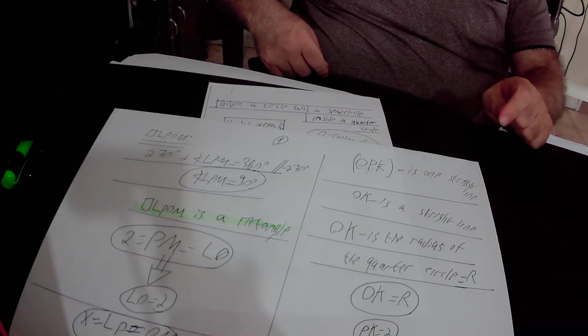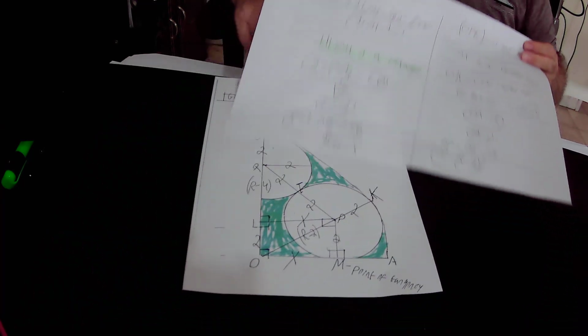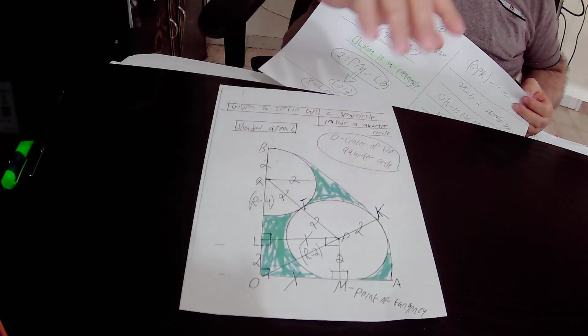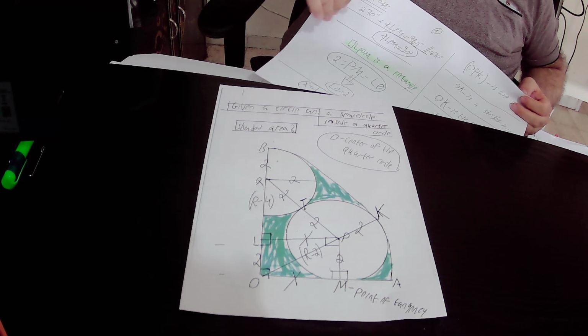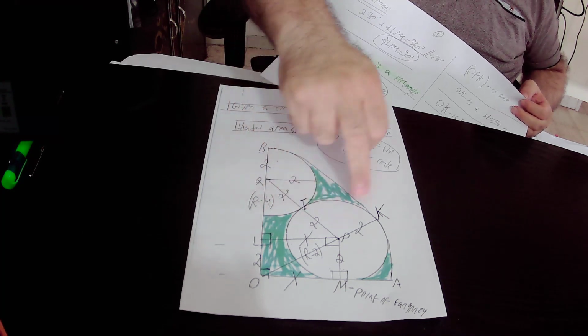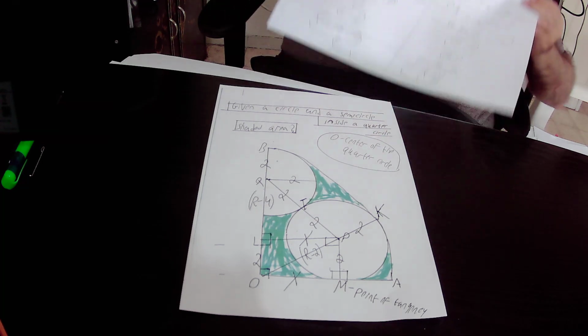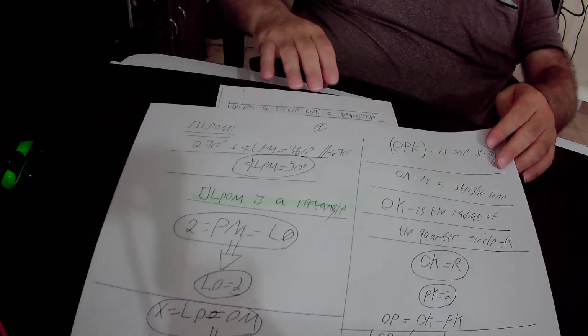OPK is one straight line. Or we can also say that points O, P, and K are all located on the same straight line. So if OPK is a straight line, then OK is also a straight line.